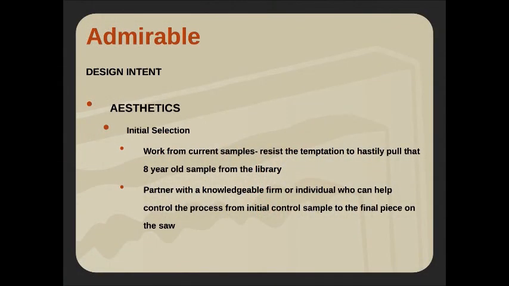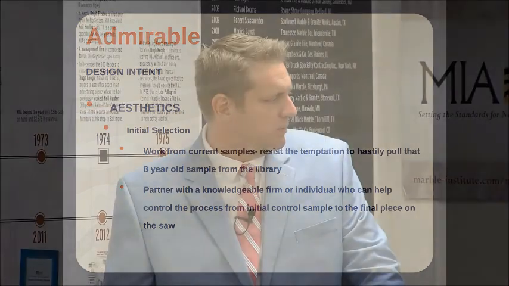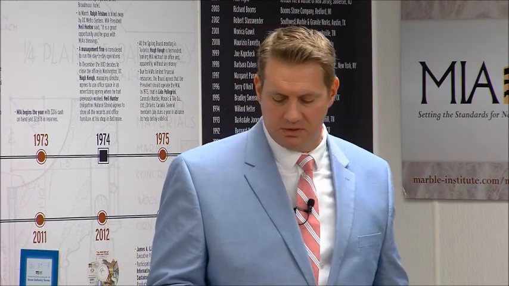The way that we can ensure we're working with current samples is to partner early on with a knowledgeable firm or an individual who can help control this process, from that initial sampling to the final piece on the saw. I can't stress enough how important it is that you're using partners who understand this. It could be the quarry directly, a material supplier, or an individual consultant. That's really up to you and the budgets you have available. So that's a vital thing.